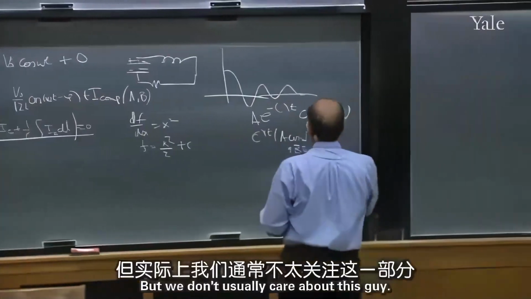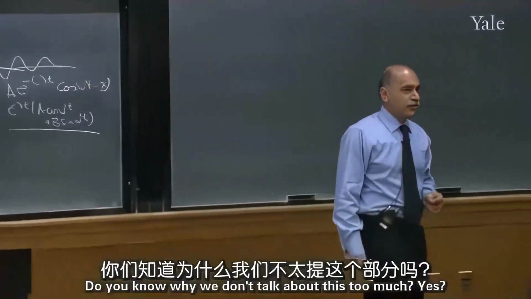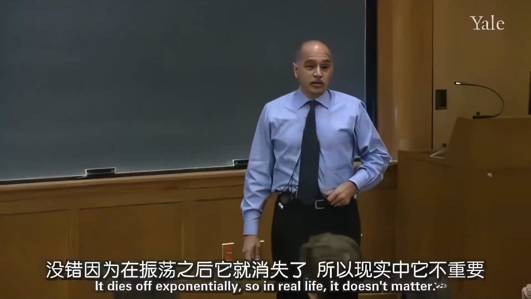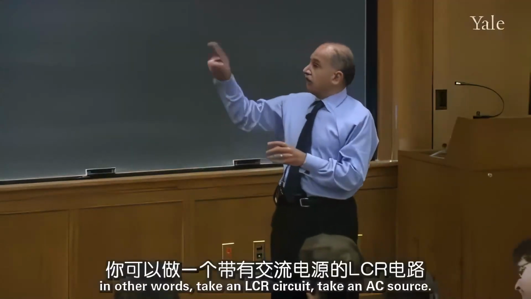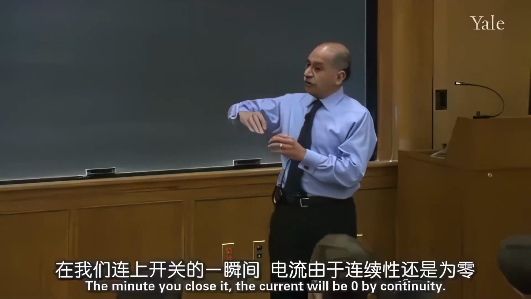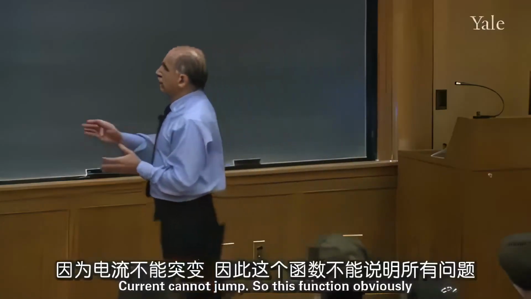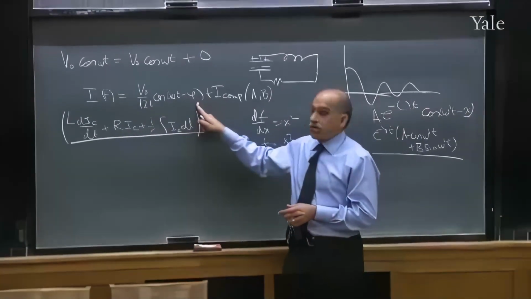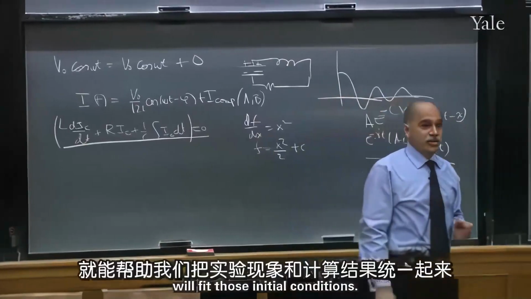But we don't usually care about this guy. Do you know why we don't talk about this too much? Yep. It dies off exponentially. So in real life, it doesn't matter. If you really want to know what's happening, in other words, take an LCR circuit, take an AC source, put a switch, open, keep the switch open. The minute you close it, current will be 0 by continuity. Current cannot jump. So this function obviously is not the whole answer. It doesn't vanish at t equal to 0. But this extra part you add in with suitably chosen a and b will fit those initial conditions.